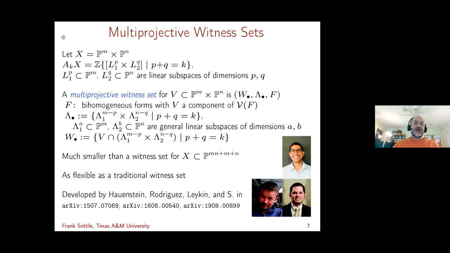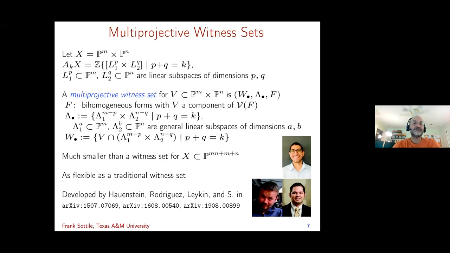Well, I mean, this idea, we actually first started talking about this idea almost a decade ago and didn't develop it. But in the meantime, several people developed a notion of multi-projective witness sets. So these are witness sets for subvarieties of products of projective spaces. And I'll present a very brief discussion of some of the main points of such witness sets in a product of two projective spaces.